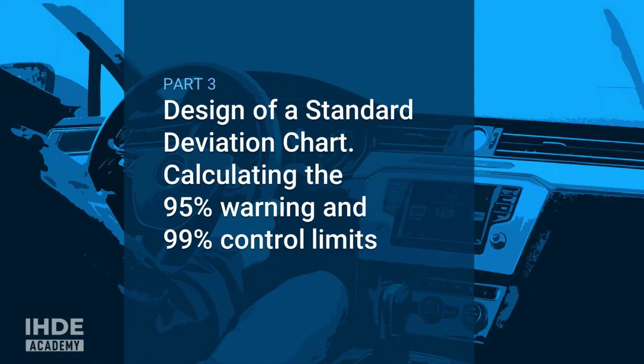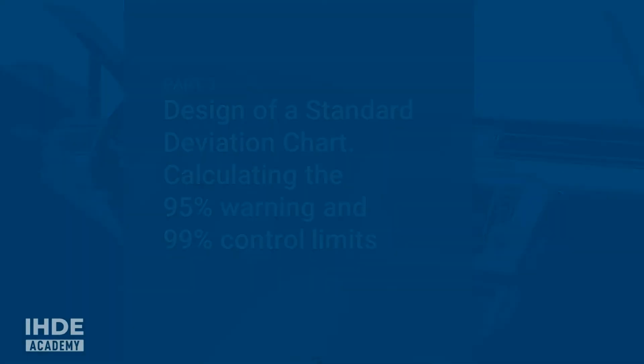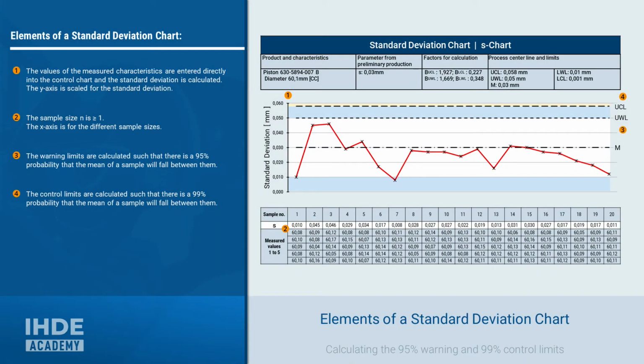Now we come to the actual creation of the control chart with its 95% warning limits and the 99% control limits. The structure of a standard deviation chart is like that of the other control charts. On the y-axis, however, is the scaling of the standard deviation. In the table for the measured values, the standard deviation is calculated from the values of a random sample and entered in the standard deviation chart. The warning and control limits are also calculated for the usual 95% and 99% non-interference probabilities.